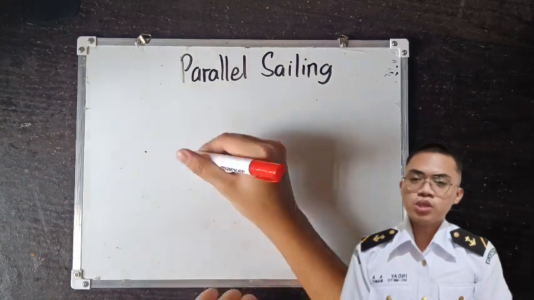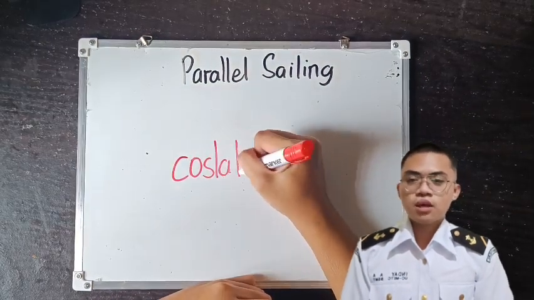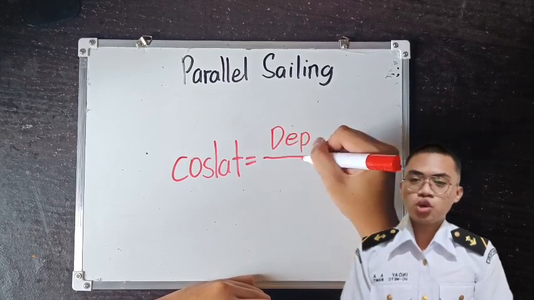One formula will be used in this. It is cosine latitude is equal to the departure over d long.